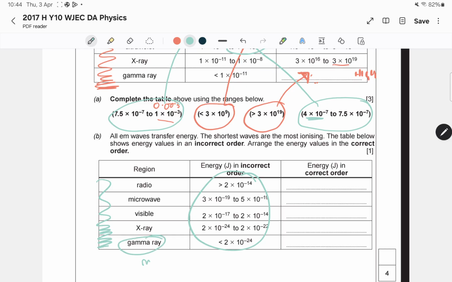This one's got the most energy. It's got the highest frequency. This one's got the least. So it's putting the numbers in order. The smallest number there, the minuses are going to be tricky. The smallest number there is going to be anything less than 2 times 10 to the minus 24. The biggest number is going to be that one.